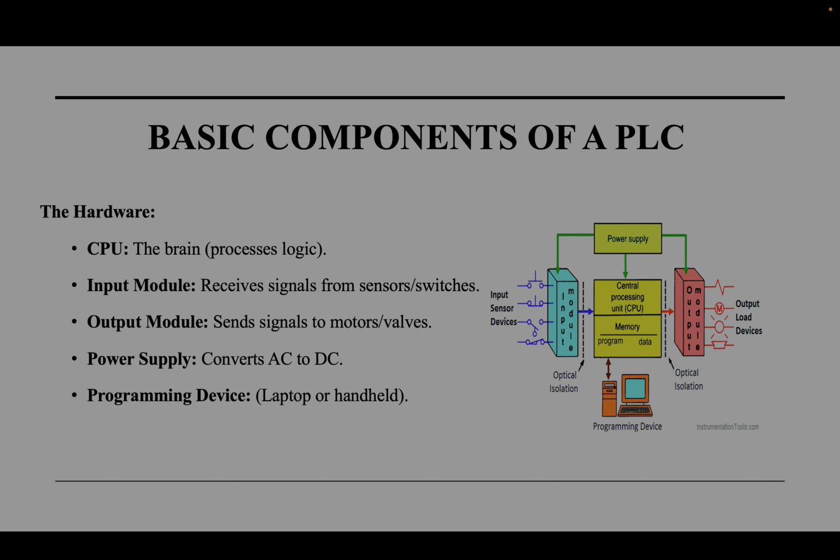The basic components of a PLC, which is the hardware, consist of 5 main parts: the CPU, which is the brain, the input module to receive signals, the output module to send commands, a power supply, and the programming device. It's like a laptop to write code.